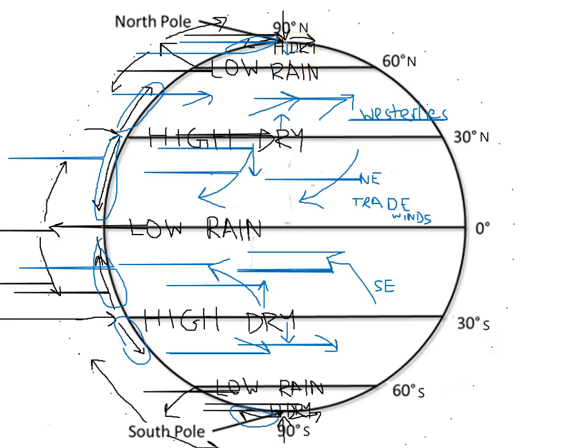So again, flip your paper over so that your arrow is pointing up, and then you deflect it to the right. The right would be this way. These winds are coming from the east, so they are called the easterlies.